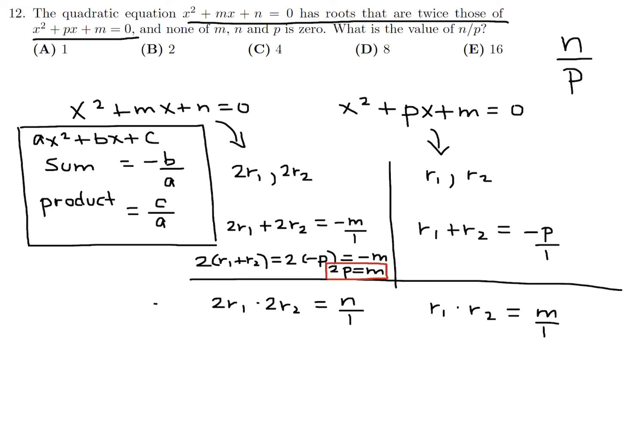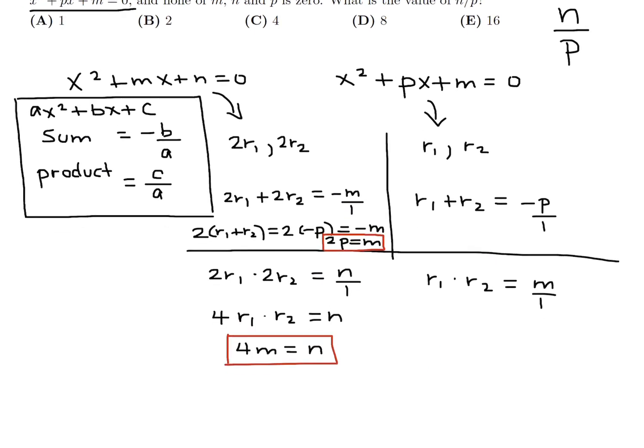And then let's see what we can do over here. 2r1, 2 times 2 obviously is 4. r1 times r2 is equal to n. Now r1 times r2 we got over here is equal to m, so that means 4m is equal to n. All right, so put a little red box around that one. And I think that's it.